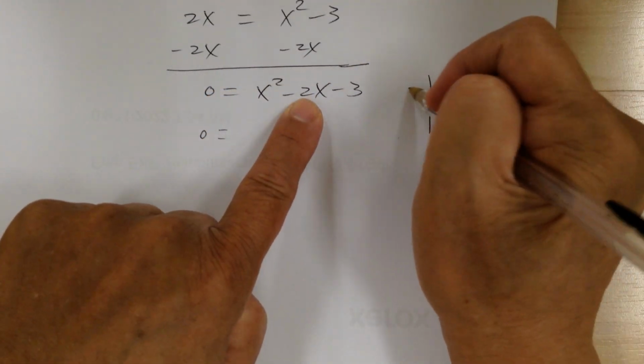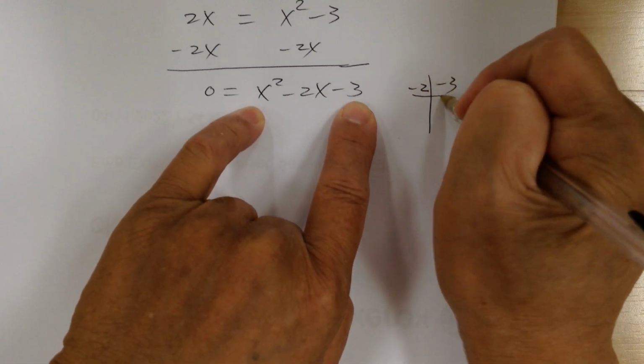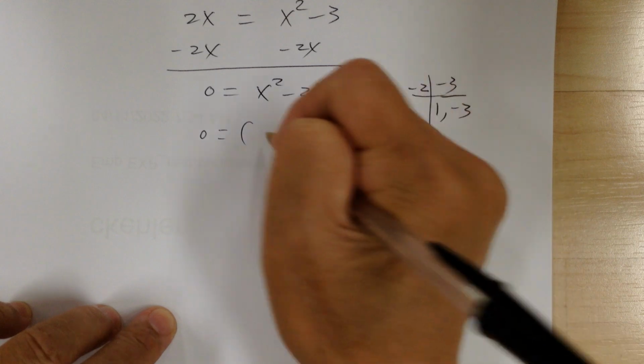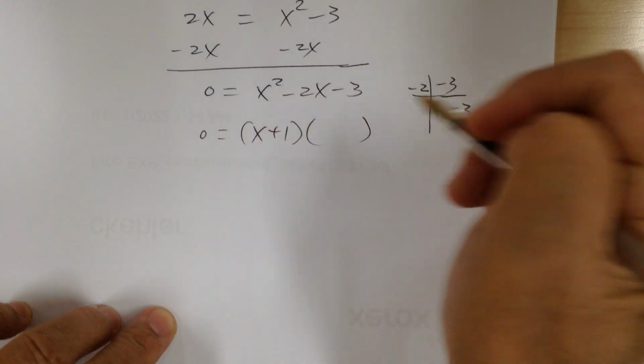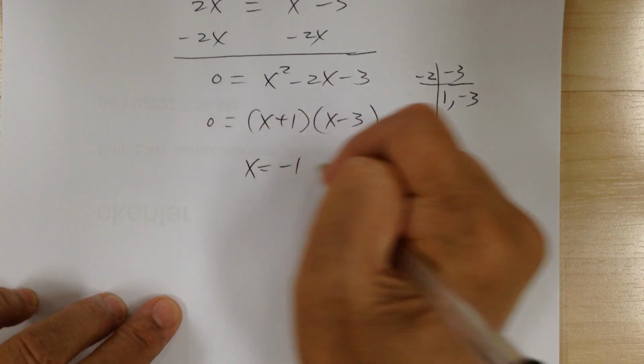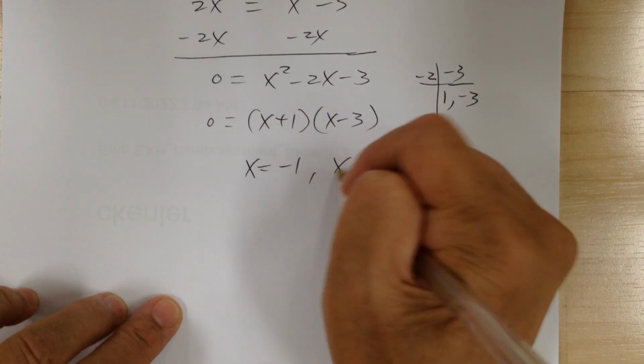So I have to add to get negative 2, I have to multiply to get negative 3. So I get 1, negative 3. Okay, so it would be (x + 1)(x - 3). So from here, you're going to get x equal to negative 1 and x equal to 3.